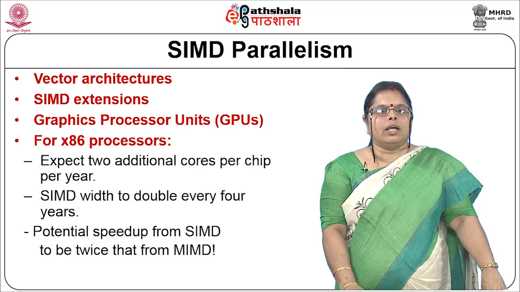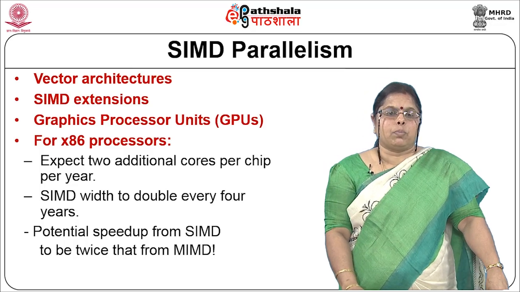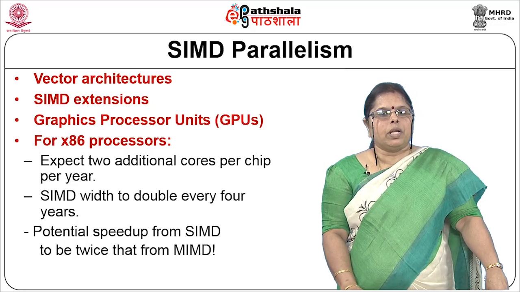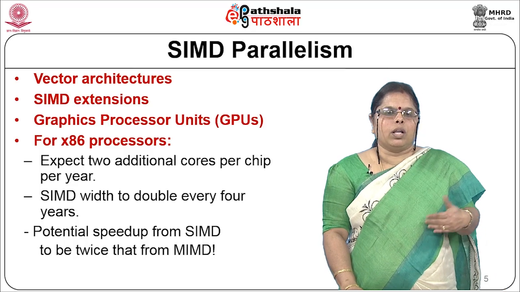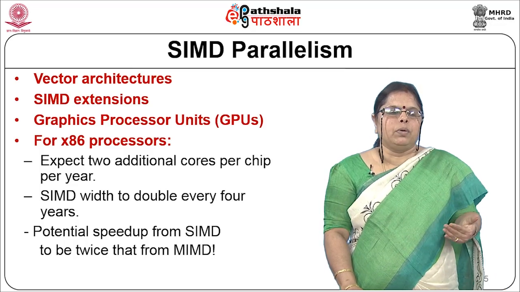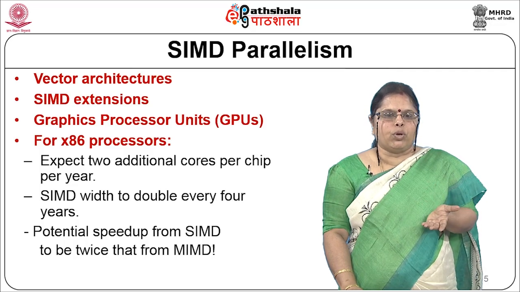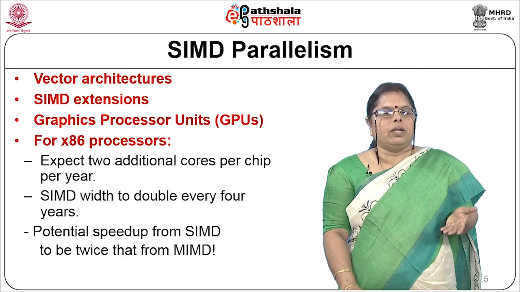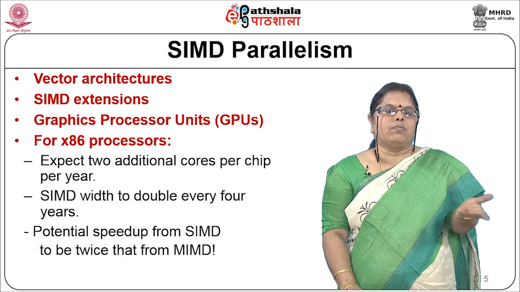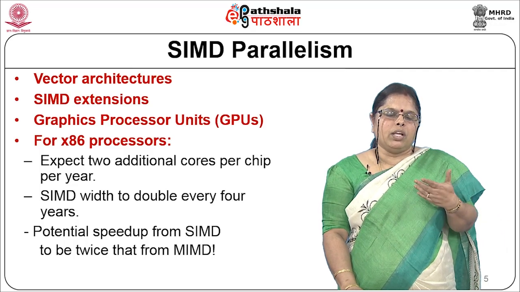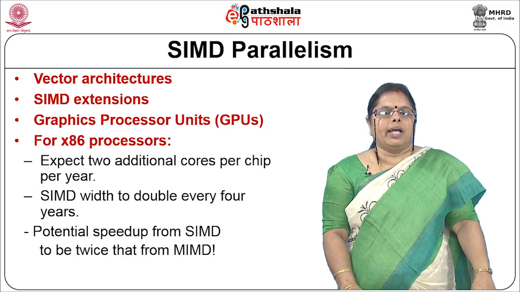If you look at x86 processors, you can expect that 2 additional cores will come up per chip every year, the SIMD width is going to double every 4 years, and the potential speedup from SIMD is going to be twice that from MIMD. So, it is only natural that we explore this type of parallelism further.